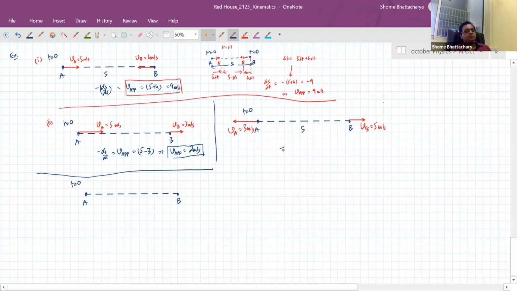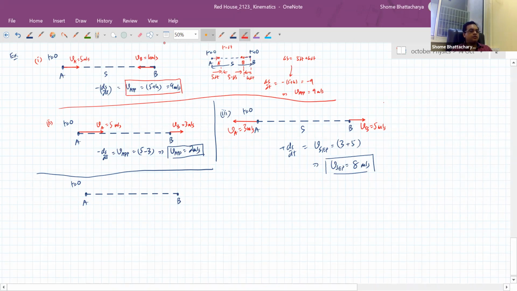So here they are having a plus ds by dt, or a separation velocity, but that will be such that A's velocity is also away from B, and B's velocity is also away from A. So their net separation velocity, the rate at which S is increasing, becomes 8 meters per second. So in the first two cases, they have approach velocities, the distance is decreasing. In the third case, you can see they have a separation velocity.